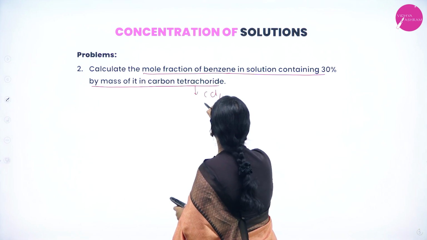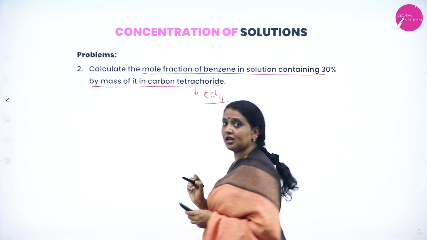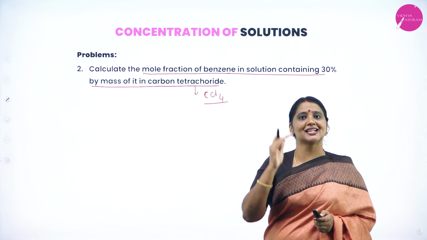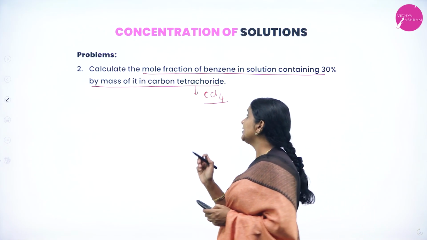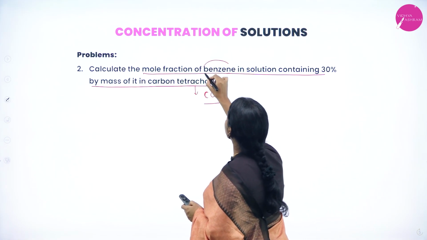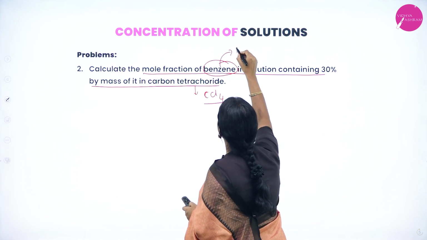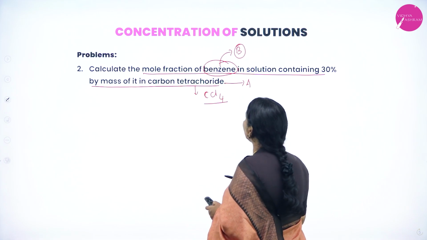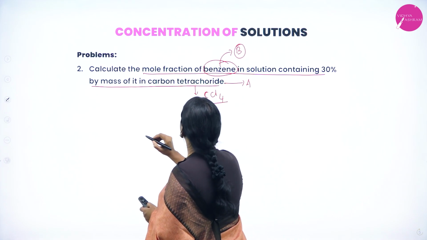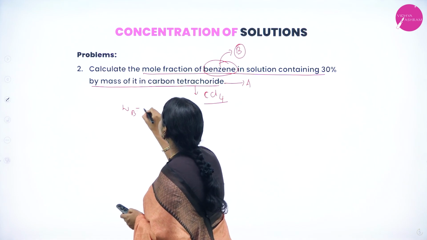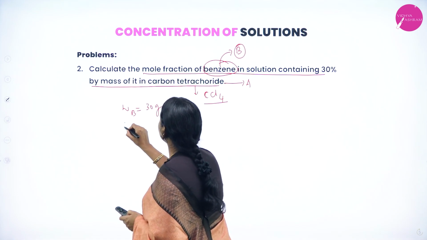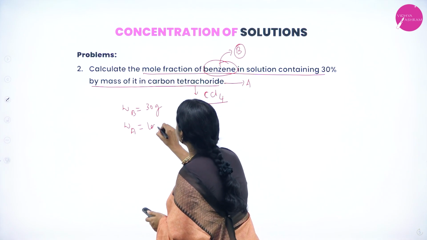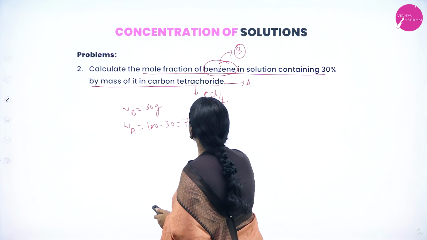Here they have given the solvent as carbon tetrachloride. In the previous problem, they had not mentioned the solvent, so you have to consider it as water. But here the solvent is carbon tetrachloride. Benzene is solute, the B component. Carbon tetrachloride is the A component. So what's the mass? WB is 30 gram. WA, for 30%, is 100 minus 30, which is 70 gram.